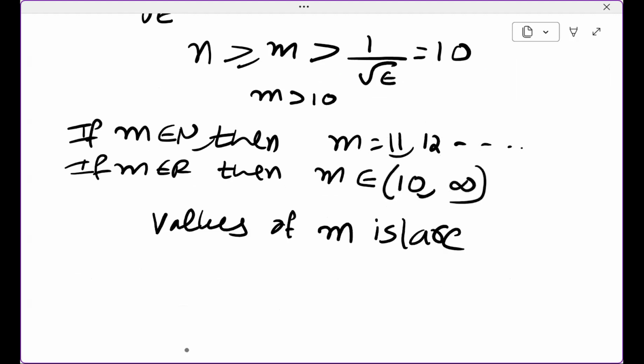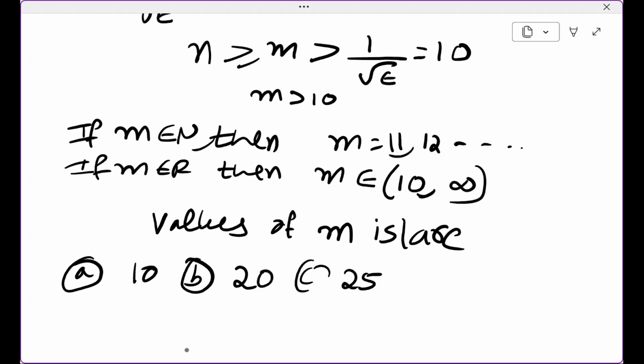Suppose you are given a question. Options are given to you. Let us say 10, 20, 25, 9. Then you have to decide. So you should not opt 10 because 10 cannot be greater than 10. Greater than 10 it has to be. So it is not valid. 20 is okay, greater than 10. 25 greater than 10. Suppose decimals greater than 10 are given, that means they are taking it as real.